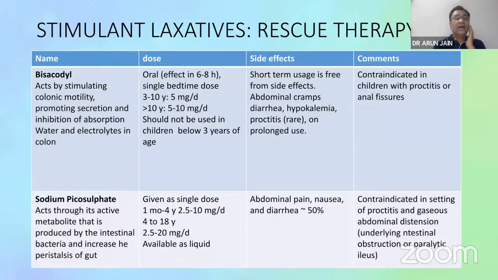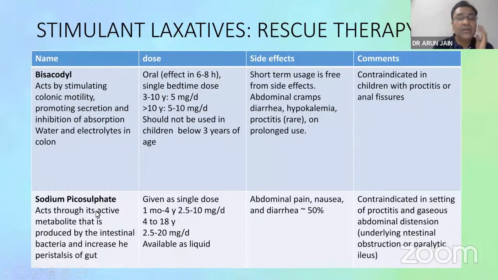And these are the bisacodyl. They act by stimulating colonic motility, promoting secretions and inhibition of absorption of water and electrolytes in the colon. Their oral effect comes in 6 to 8 hours. They are given as a single dose at bedtime. For 3 to 10 years, 5 milligram per day; for more than 10 years, 5 to 10 milligram per day. It should not be used in children below 3 years of age. Short-term usage is free from side effects. Abdominal cramps, diarrhea, hypokalemia can occur, proctitis is rare, and it is contraindicated in children with proctitis and fissure.